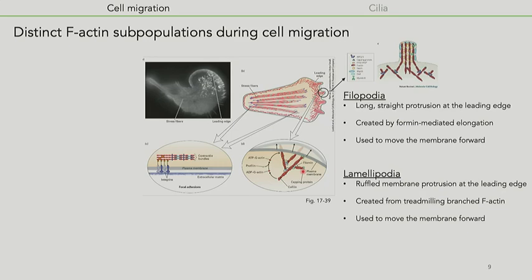In addition to this really quite large, ruffled membrane, some cells also use long, thinner protrusions to migrate, and these are called filopodia. In contrast to lamellipodia, which are branched actin networks, filopodia are made of long, straight filaments that are elongated by formin, which is one of those nucleators we talked about a couple lectures ago. Just like lamellipodia, these extensions via filopodia are important for pushing the membrane forward, but they do it in a much more localized way.